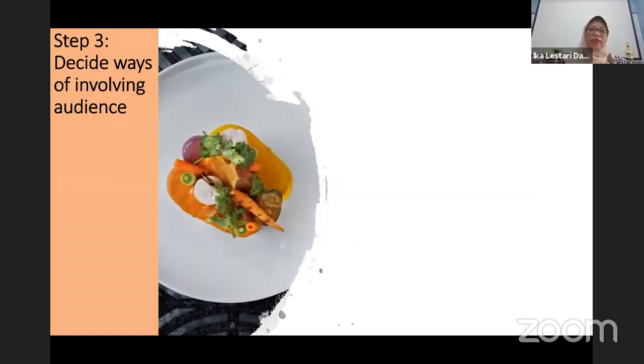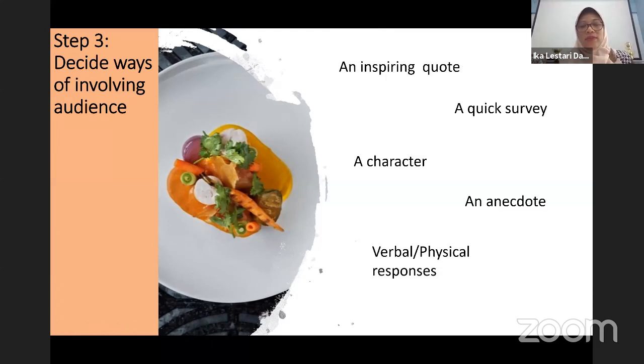And step 3, decide ways of involving audience. So what can we do? You can choose an inspiring quote that you like, which is relevant to your work. You can use the quote in the beginning. It's not necessarily a quote from a literature review, but if you like, you can do that as well. And then a quick survey, just like what I did in the beginning of this presentation, or use of character, just like what I did in my presentation for 3-minute thesis, and then use an anecdote.